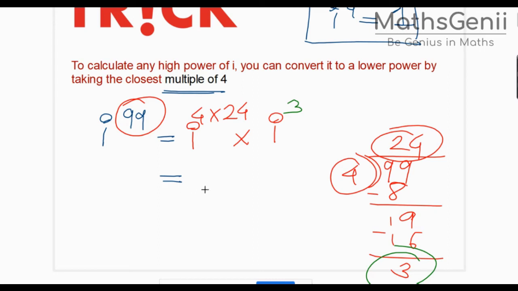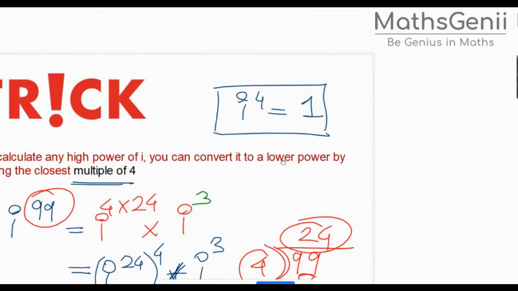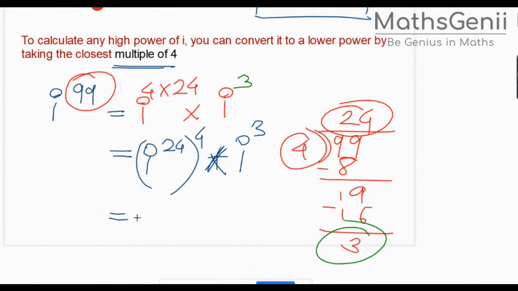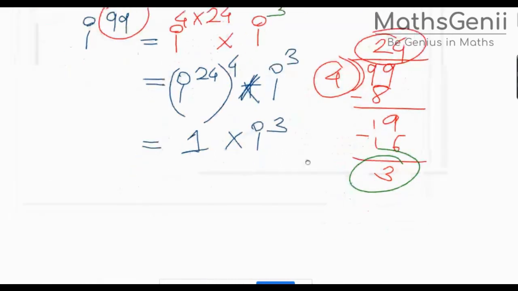Okay? Now, can I write i^24 in the bracket with 4 on its top, into i^3? Now, any i raised to 4 is what? 1. So this will become 1. What you will be left with is i^3, and i^3 value I know.